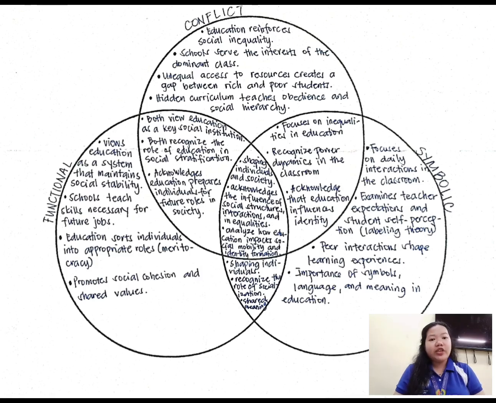Functionalism sees education as a tool for upward mobility, while the conflict theory argues that it perpetuates inequality, and symbolic interactionism explores how students develop their self-identity through schooling, so through education.